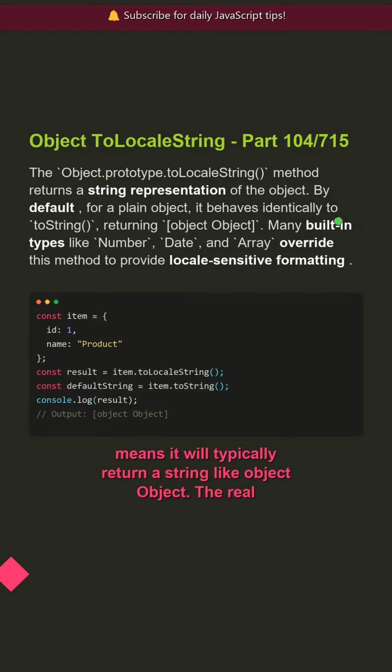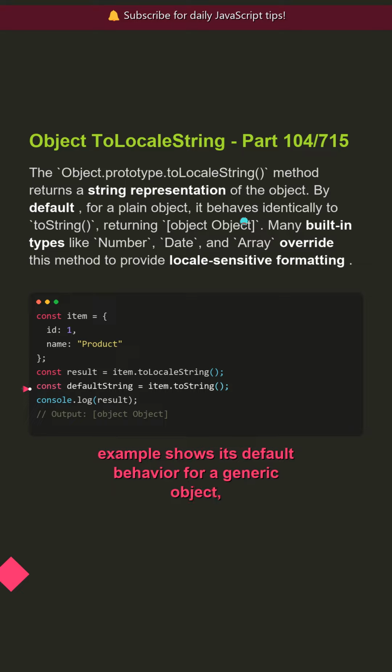The real power of toLocaleString emerges when built-in objects like Number, Date, Array, or BigInt override this method to provide genuinely locale-sensitive outputs, handling things like number separators, date formats, or currency symbols. You can use this, while our example shows its default behavior for a generic object.